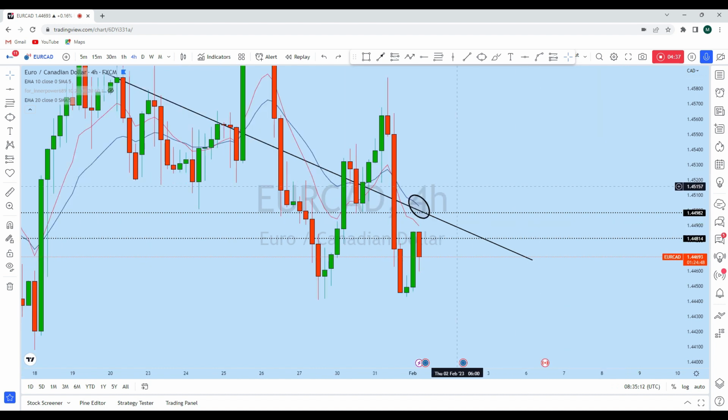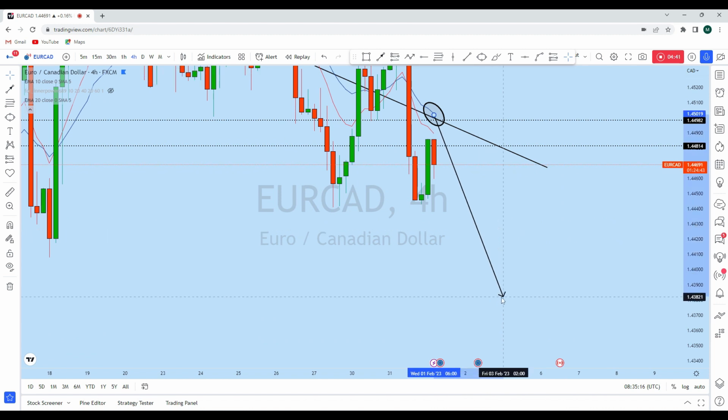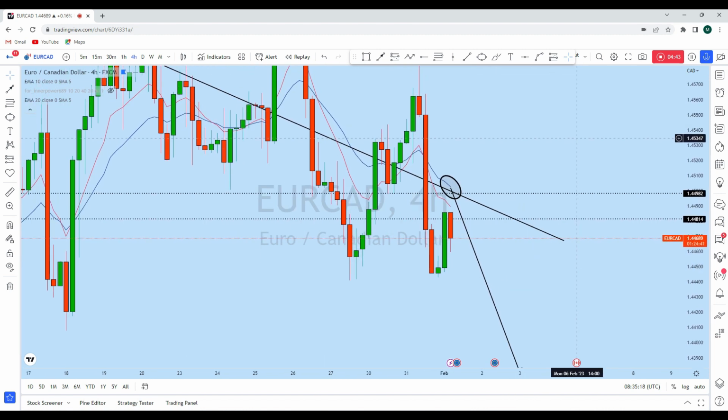So as soon as we find that EURCAD has gone up to test this level, we'll consider going short on EURCAD with a high probability trade setup with our students.